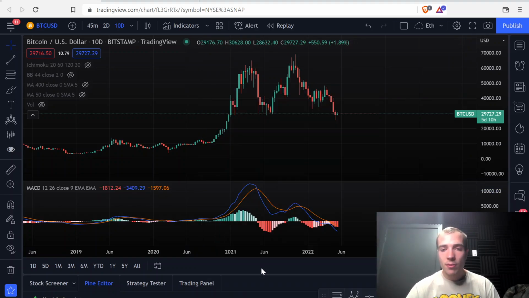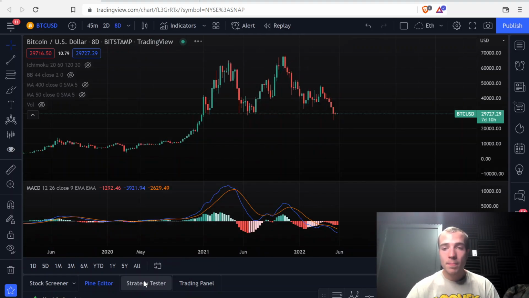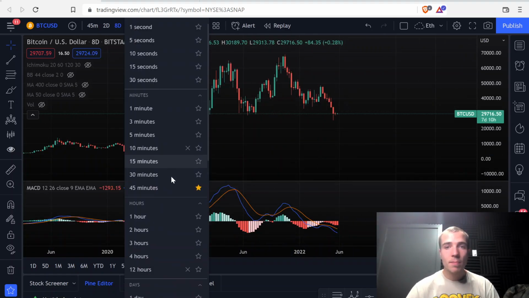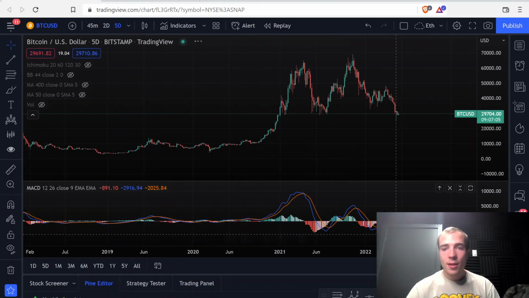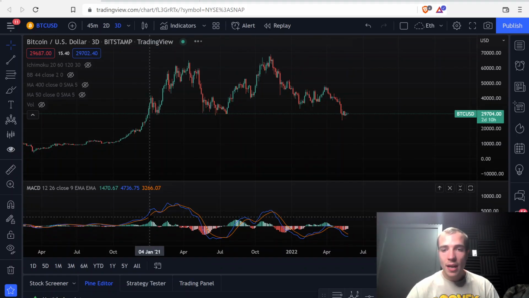Now if we remove this drawing tool, let's drop time frames a little bit. If we go to the 8-day, we're still very oversold. If we go to the 5-day, we're very oversold. Let's drop down to the 3-day.